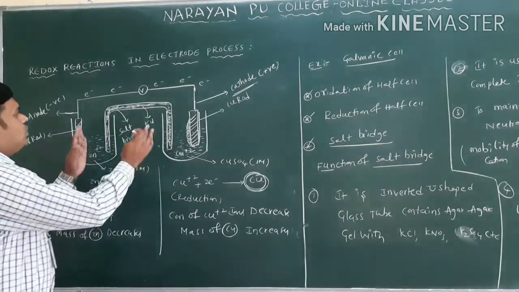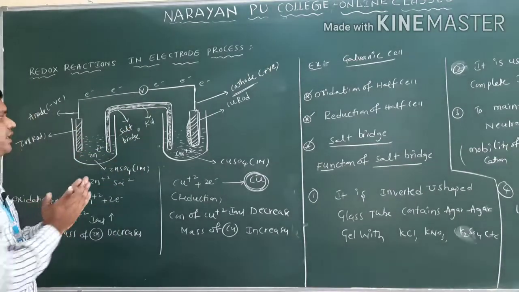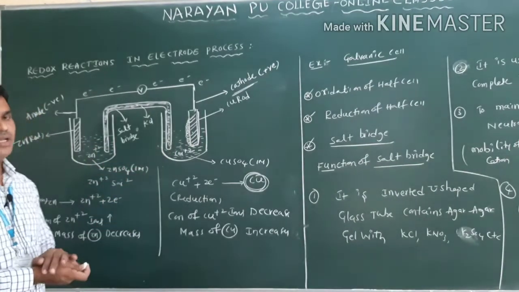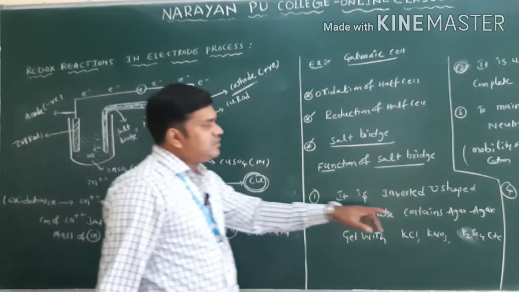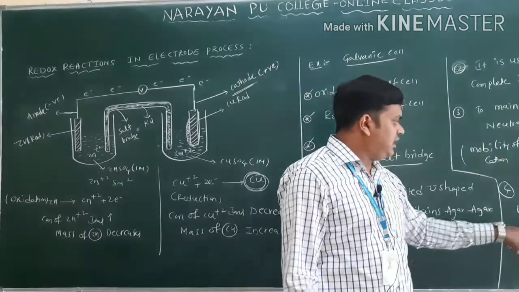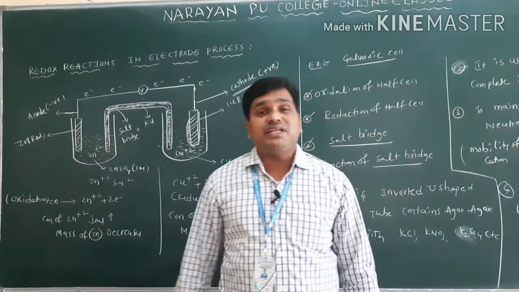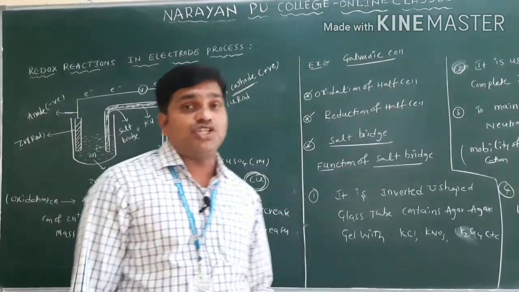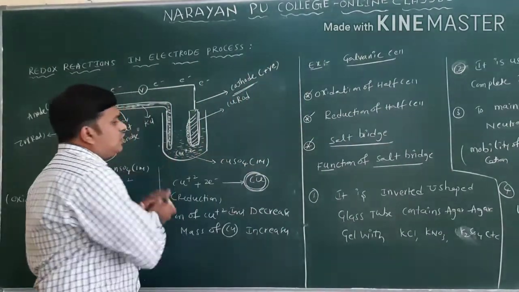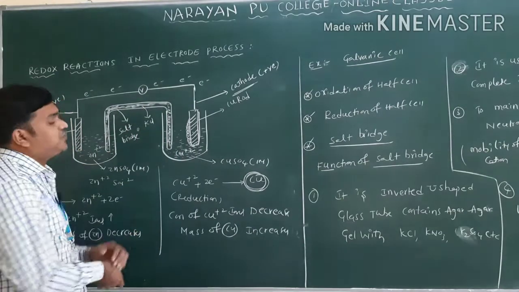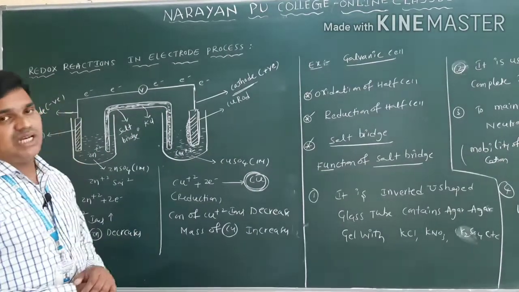Now, what is the role of this salt bridge? Suppose you did not use this salt bridge. The two cells are very close to each other, so the two liquids mix with each other. Then a liquid-liquid junction potential develops if you are not using a salt bridge. If you are using a salt bridge, there is no chance for the formation of liquid-liquid junction potential.